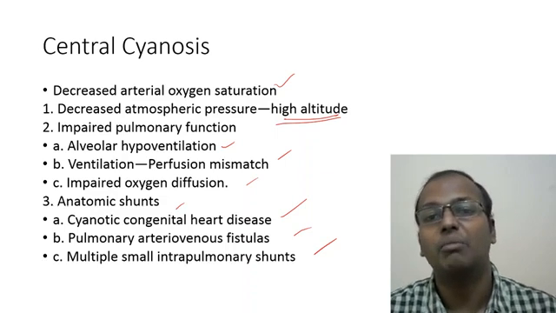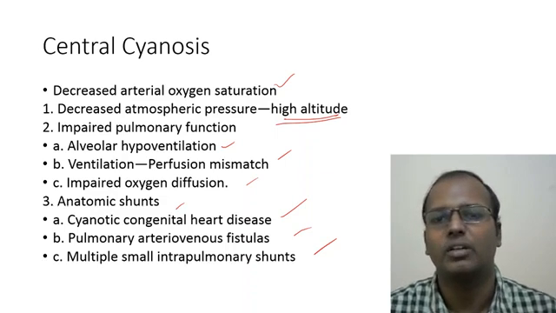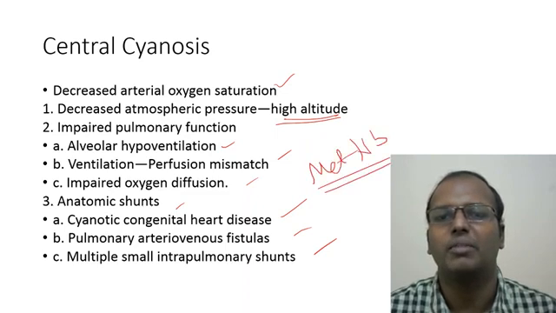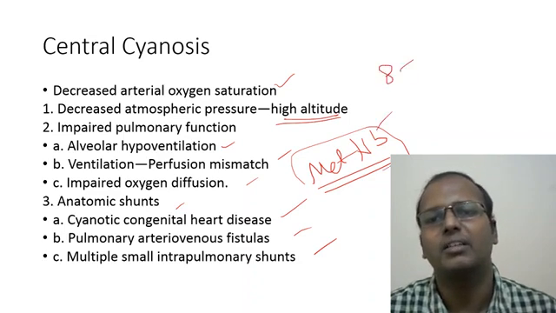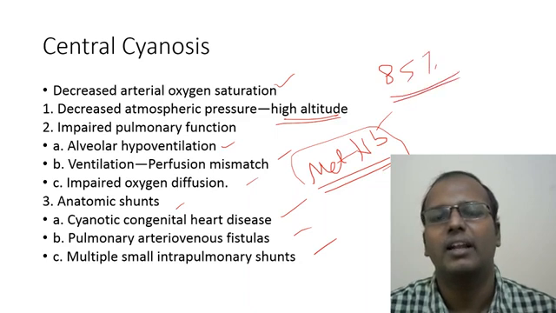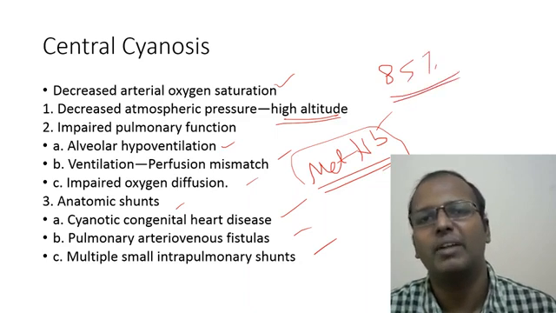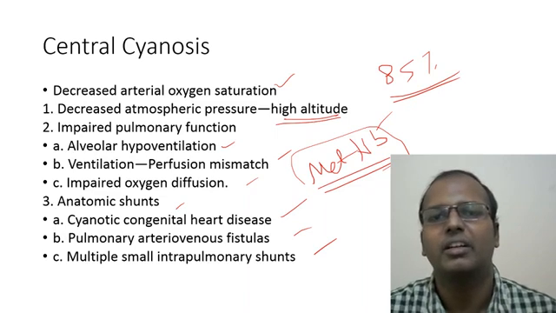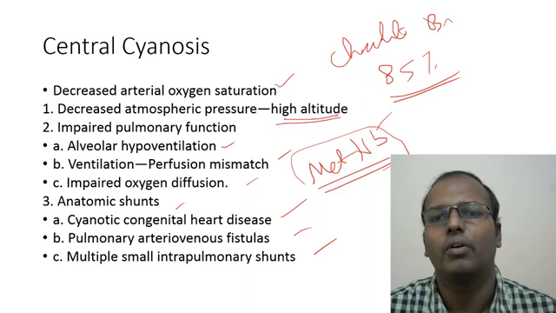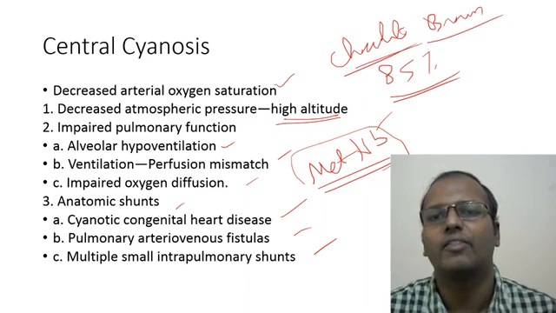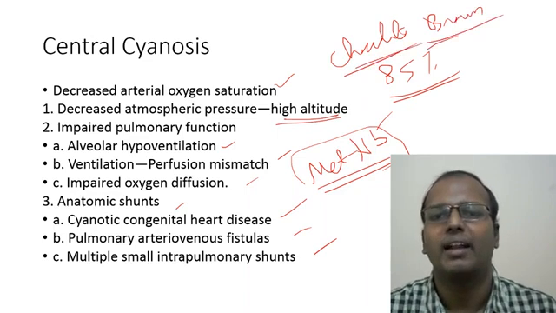And remember, hemoglobin abnormalities can also cause central cyanosis. What are the hemoglobin abnormalities? Methemoglobinemia, which can occur with certain poisons. In that case, the saturation will remain at 85% only. And if you take a blood sample and expose it to oxygen, it will turn chocolate brown. This is a classical finding in methemoglobinemia, and the treatment of choice is methylene blue.